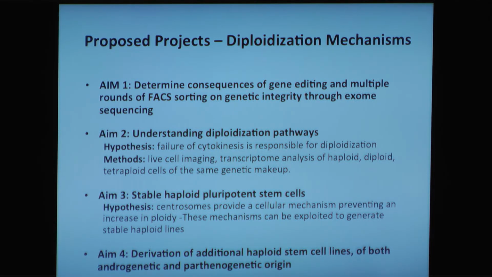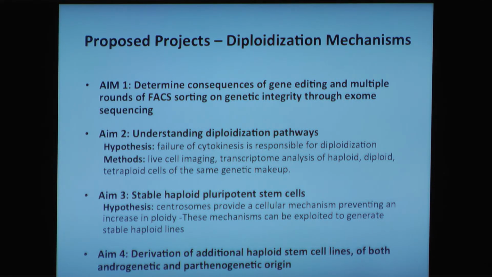We're going to do live cell imaging. The cells that you saw before were GFP in the H2B region. And so we're also going to be looking at cherry and H2B in centrosomes, centromeres, and really building that up. It's still early on. And then transcriptome analysis of haploid versus diploid versus tetraploid cells, and seeing if there's a difference there.